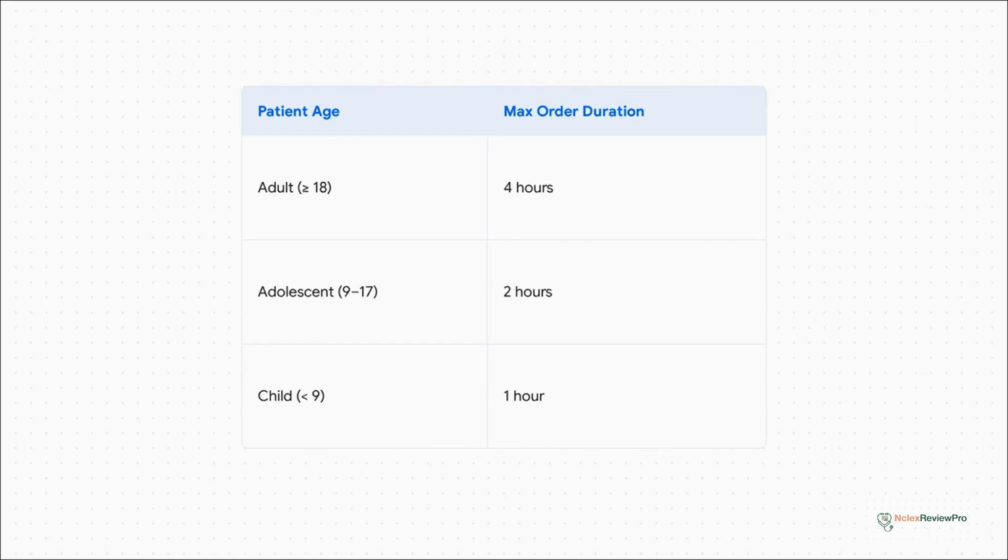For an adult, a restraining order is good for a max of 4 hours. For an adolescent, it's 2 hours. And for a child under 9, it's only 1 hour. After that time is up, you need a brand new order to continue. And the moment those restraints go on, a new clock starts ticking.